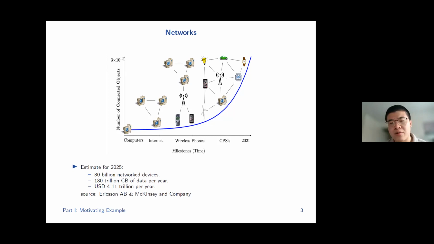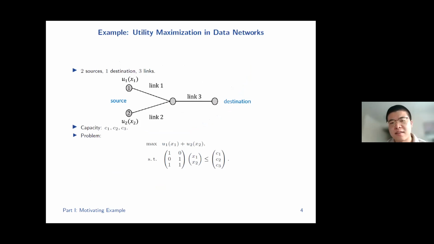In many engineering scenarios, nodes in a network need to cooperate to complete certain tasks. This is an example in data networks. Suppose there are 2 source nodes and 1 destination node. And the 2 source nodes want to transmit data to the destination node through the network, which includes 3 links. In this figure, x1 and x2 are the amount of data sent by node 1 and node 2. And u1 and u2 are the corresponding utility functions.